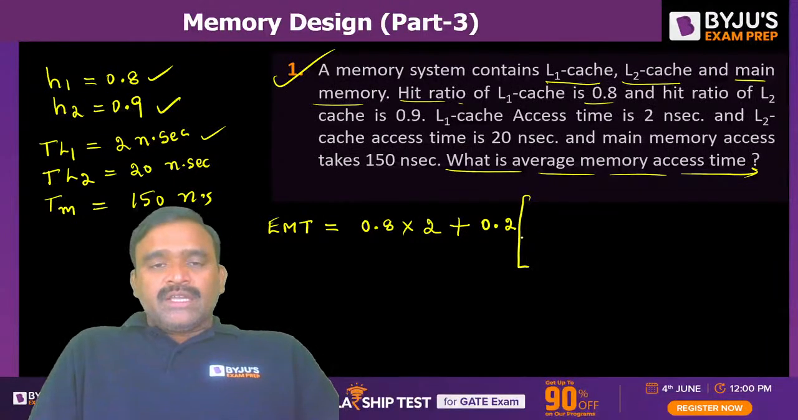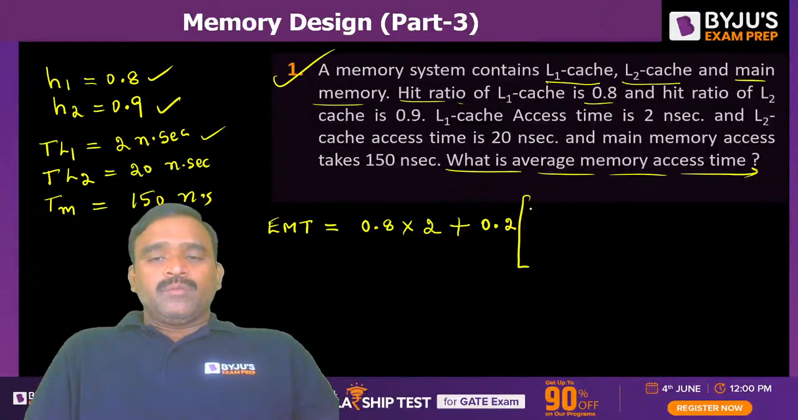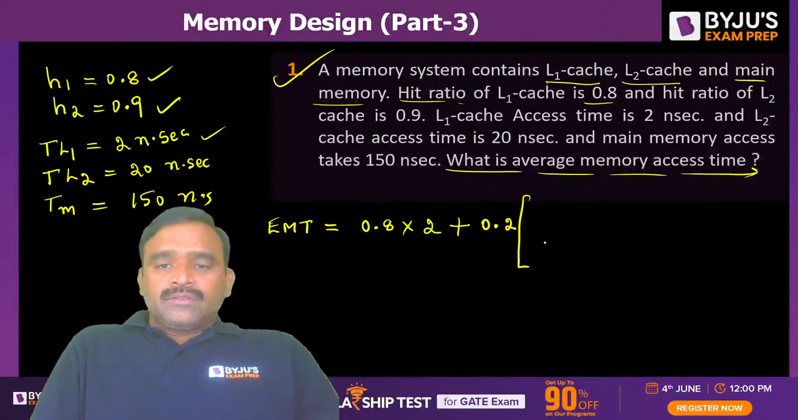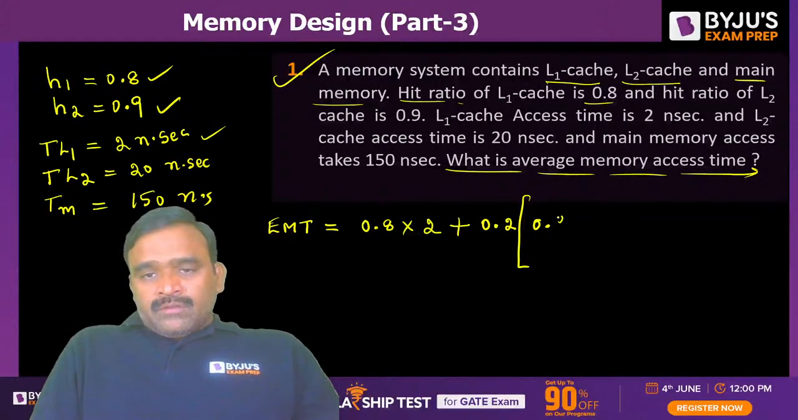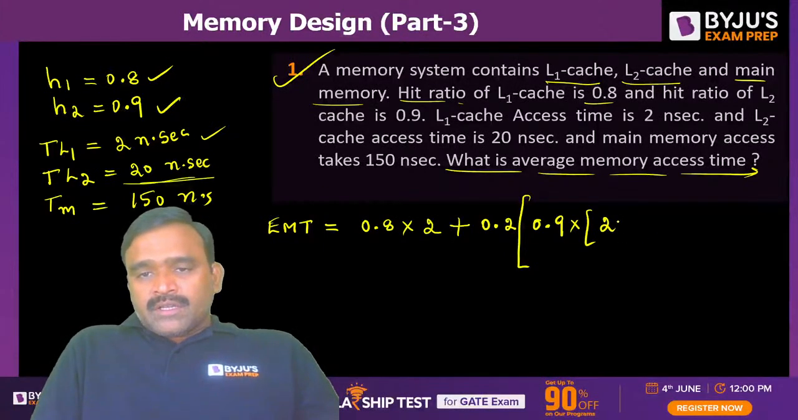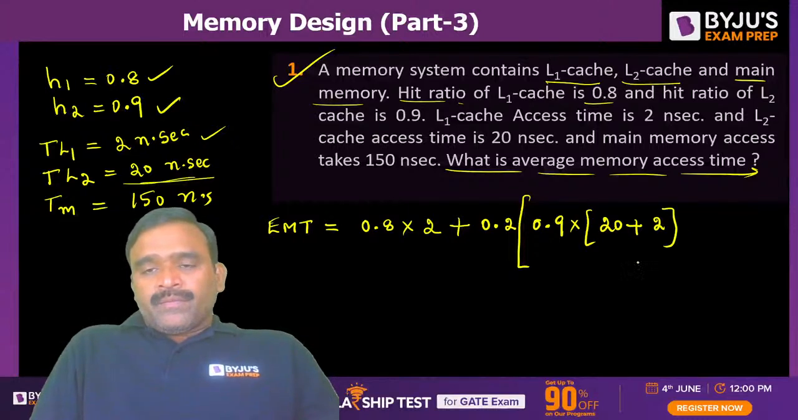In 20% of the cases, we go to either L2 or main memory. If you go to L2, only a certain percentage are hits, so 0.9. So 0.9, there is a hit. When there is a hit, that means the access time of the L2 cache, which is 20 nanoseconds, and the same thing should be made available in the L1 cache.